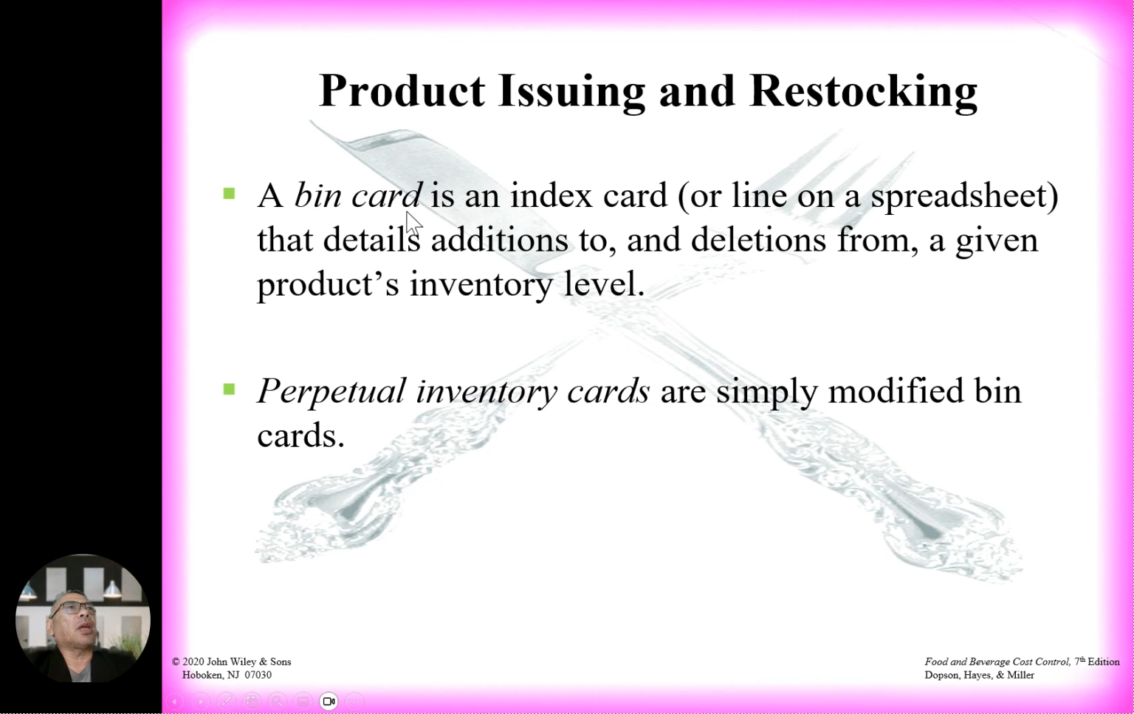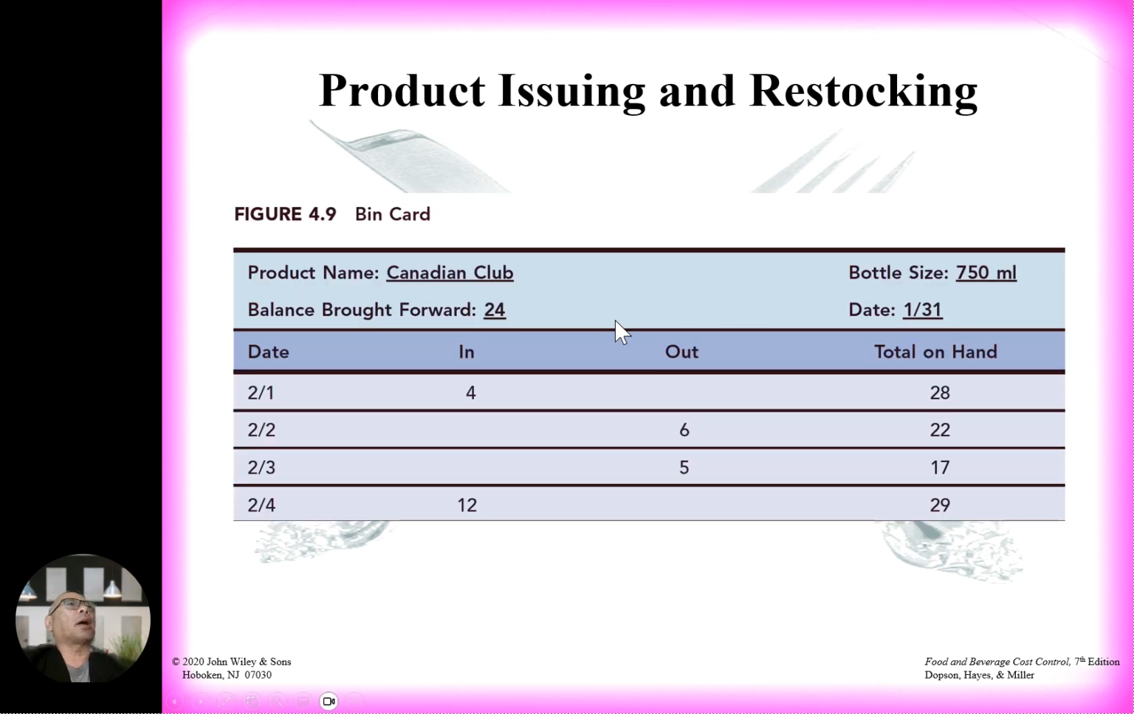Product issue and restocking: a bin card is an index card or line or spreadsheet that details additions to and deletions from a given product's inventory level. That is called a bin card. Perpetual inventory cards are simply modified bin cards. All right, let's move on to the next slide, which is the product issue and restocking.